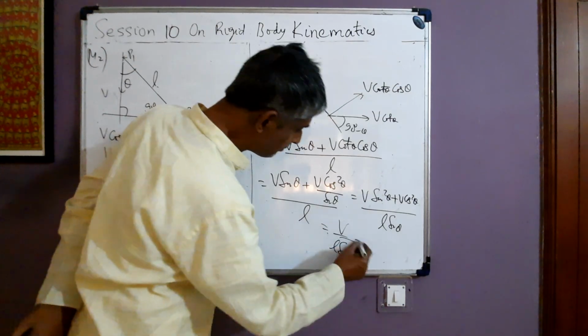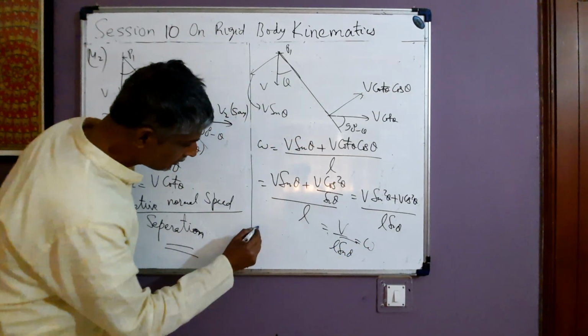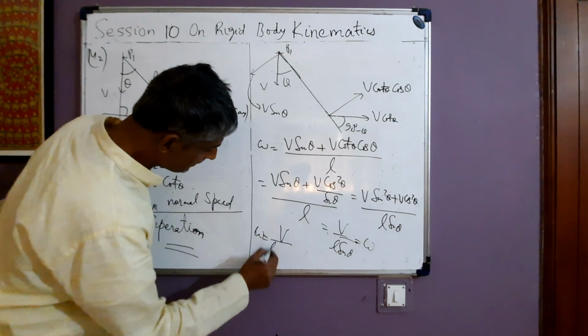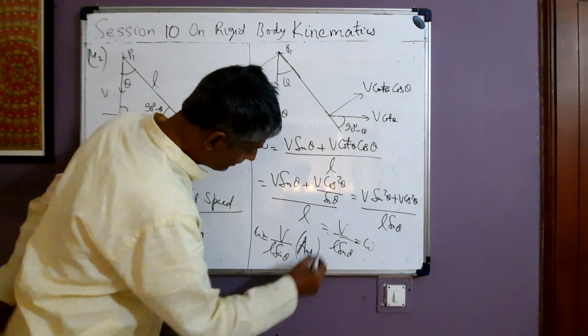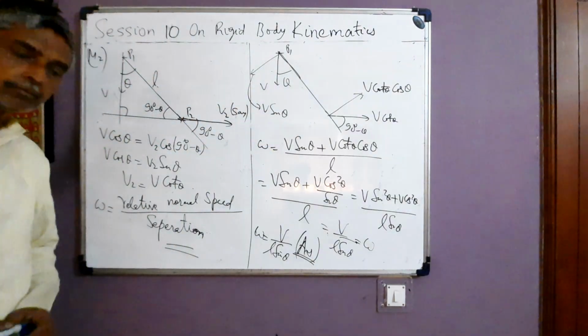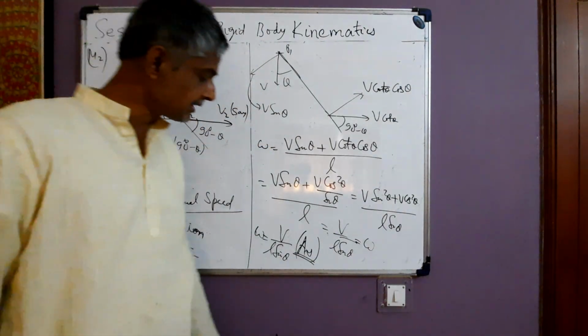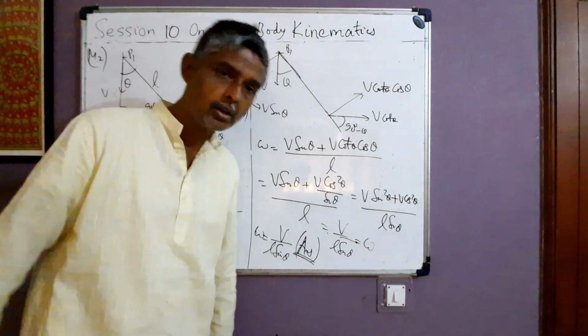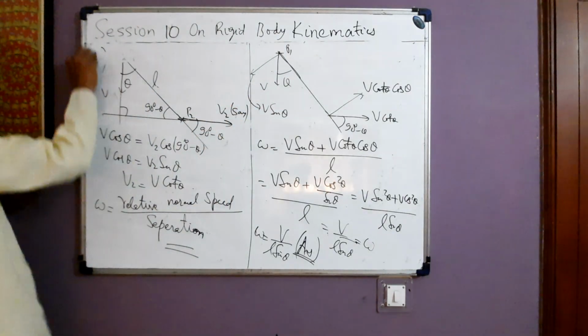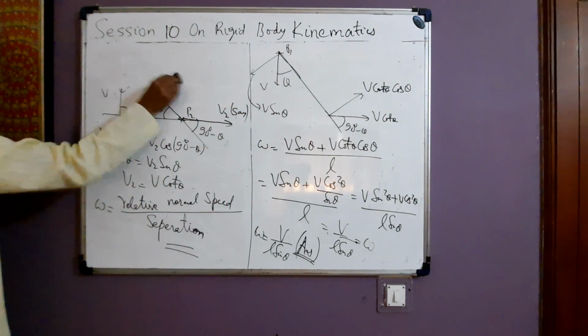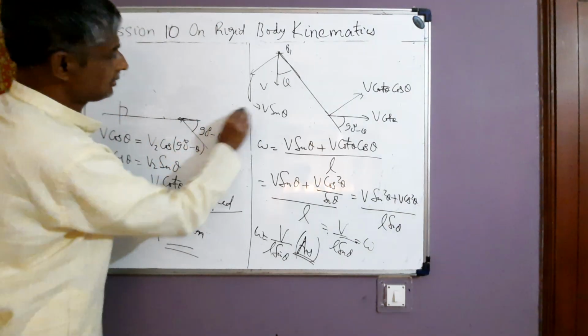Same answer as we obtained previously also. Okay. So method 2 also same answer has been obtained. Omega equal to V by L sin theta. This is therefore the required answer. Fine. So omega becomes how much? V by L sin theta. That is omega. Alright. So this I have it here. The third method I'll discuss.